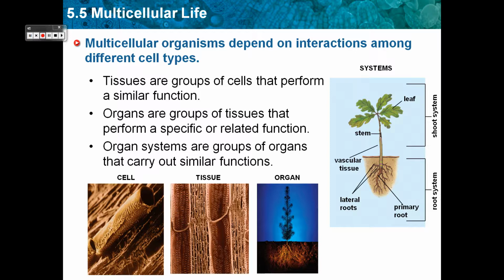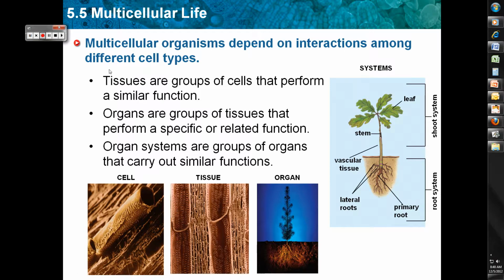Now, if you group several different tissue types together, you end up with an organ. An example of an organ would be a heart, which has several different tissue types that work together to make your heart pump. And then several different organs may come together to make an organ system. For example, your circulatory system, which has a heart and has lungs and has blood vessels and white blood cells and red blood cells, etc.